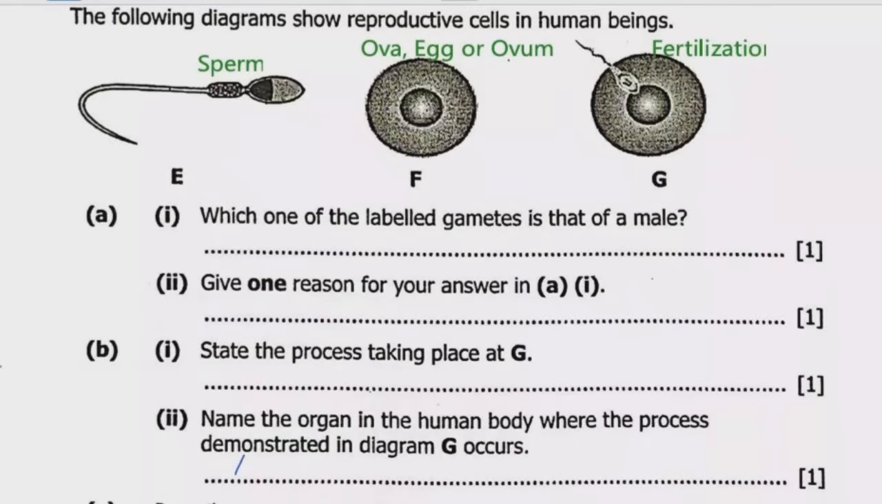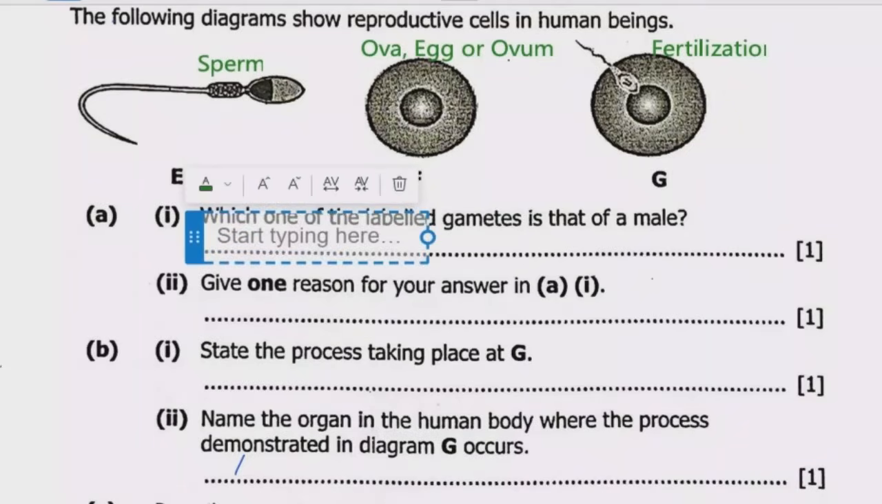So question 1A1 is, which of the labeled gamete is that of a male? So we have already identified the gamete that is of a male, which is E. E is a sperm. So we can say the answer is E there.